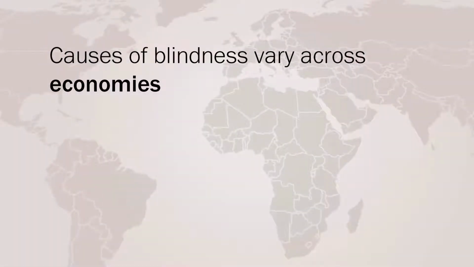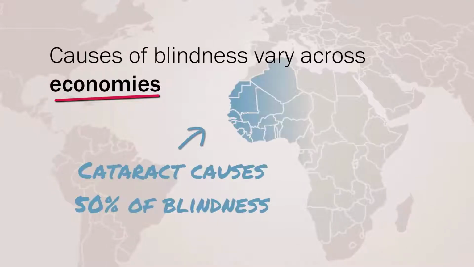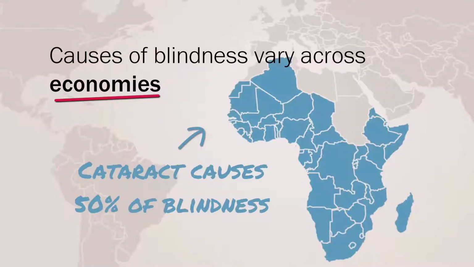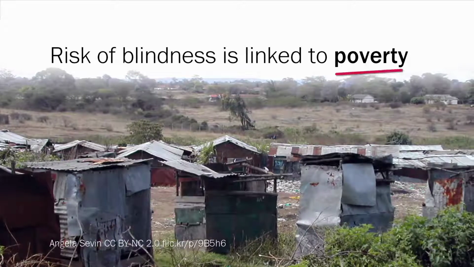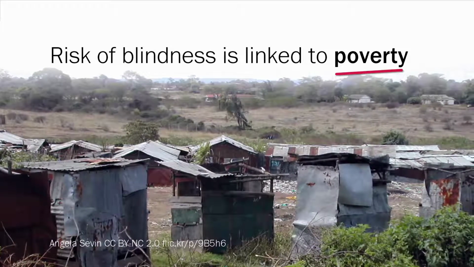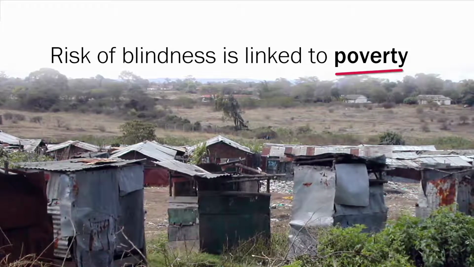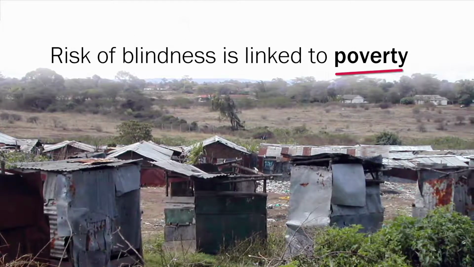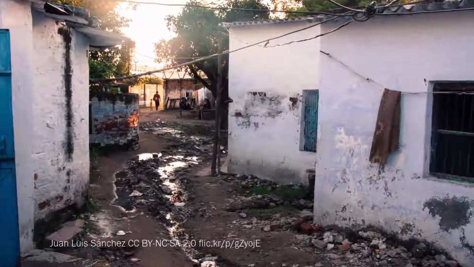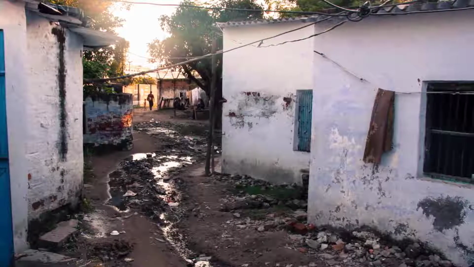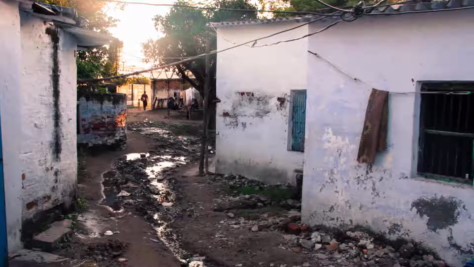Causes of blindness vary across economies. Cataract is a major cause of blindness in Africa, whereas in Europe, age-related macular degeneration is a bigger problem. Risk of blindness is closely linked to poverty. Very poor individuals and communities are at the highest risk of blindness. Poor communities are also at more risk from treatable and preventable causes of blindness. To address this issue, it is important that eye care services are accessible by all.